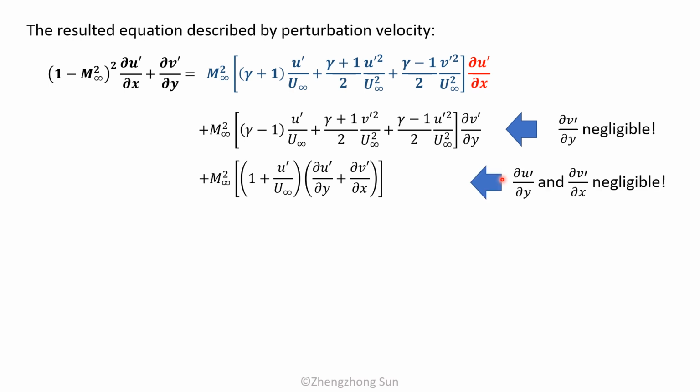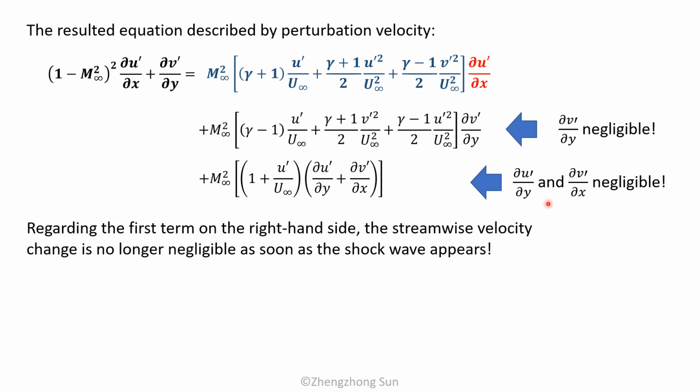And now let's see the second. The second is partial u prime partial y and partial v prime partial x. Apparently, since we're just looking at the free stream inviscid flow and we don't take into account the boundary layer, partial u prime partial y is also negligible because we don't have velocity gradient along the vertical axis. And also for partial v prime partial x, there's a minimal change of the streamwise or normal velocity component.